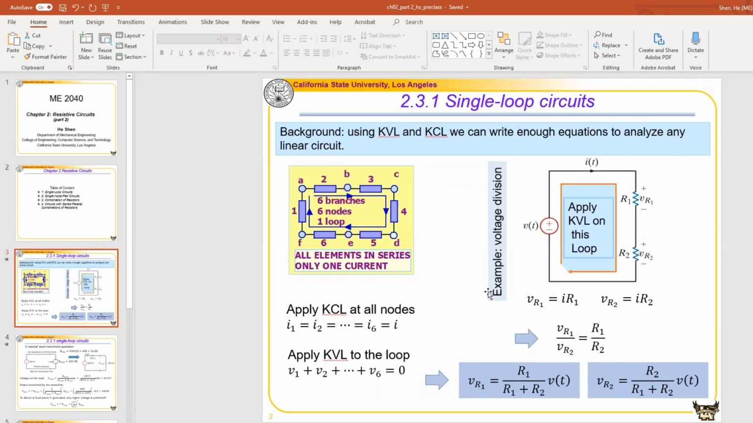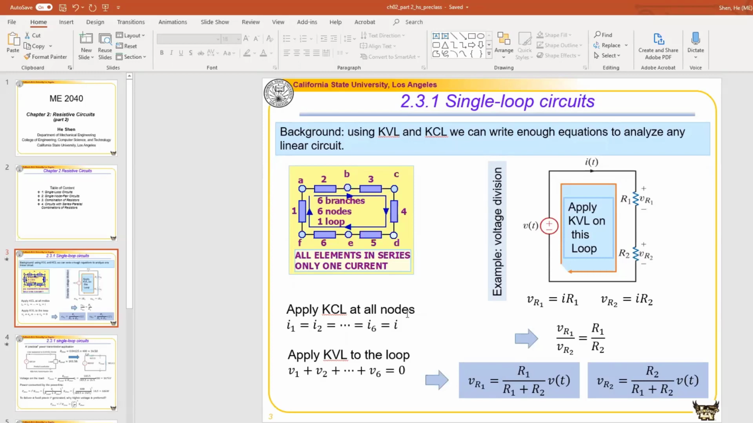So let's look at one example. This example is called voltage division, and this is a direct application of a single loop circuit. Let's look at this circuit. In this circuit, we have a single loop with 3 elements, 1 power source, V as a function of t, and 2 resistors, R1 and R2. The voltage drop on resistor R1 is VR1. The voltage on resistor R2 is V sub R2.